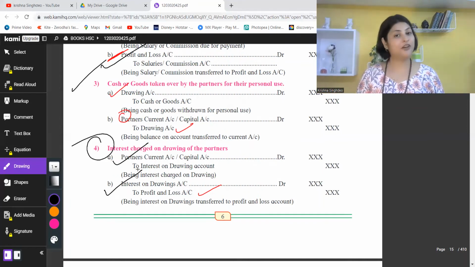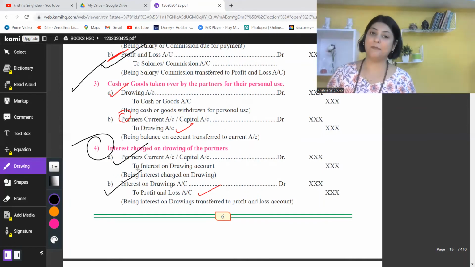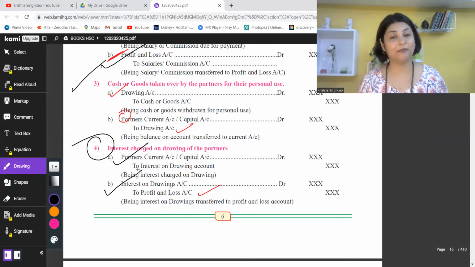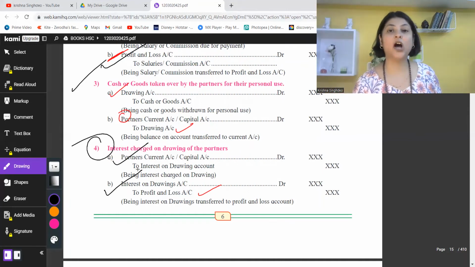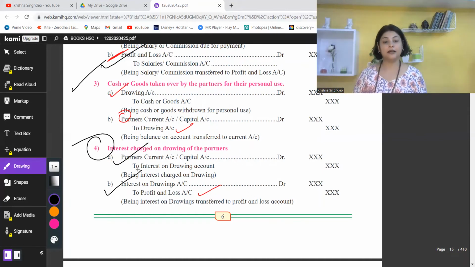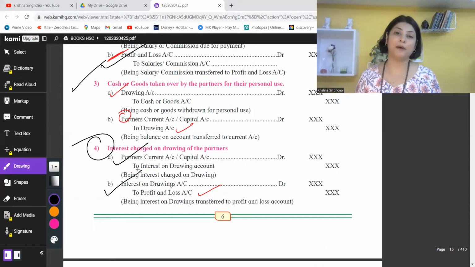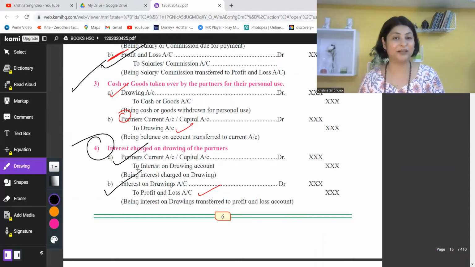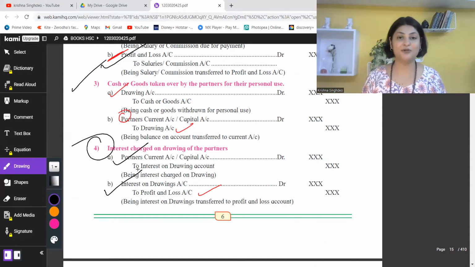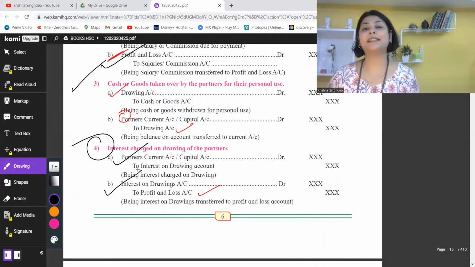So we have covered the two methods, the fixed capital method and the fluctuating capital method, which can be followed by the firm. If the question is silent, not saying anything regarding the method to be followed by the firm, then what will you do? How will you prepare the partners' capital account? You are always going to assume that the firm has fluctuating capital, and you are not going to prepare two separate sets of accounts. I hope this is clear to you all.